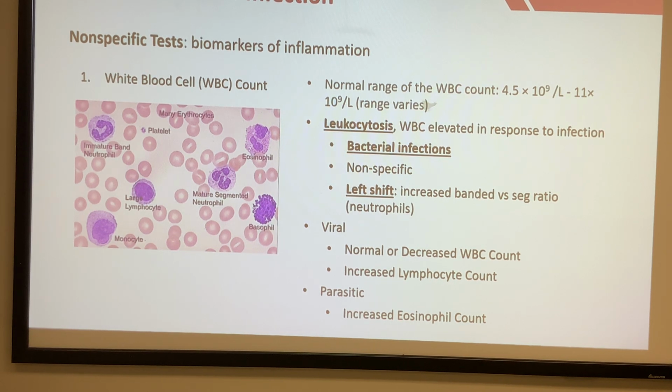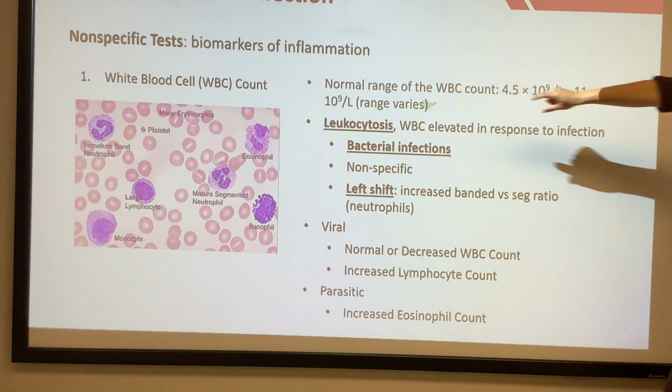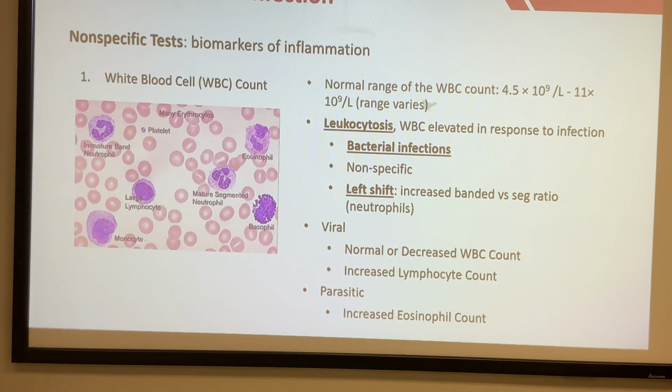Left shift means your neutrophils will be a little more immature than they're supposed to be. What does that mean? See here, far away. I'm going to use my pointer here. Right here, do you see this little guy with a band or horseshoe-shaped nucleus? That's called a banded neutrophil. So that's an immature neutrophil compared to this one right here. That's a mature neutrophil, called a segmented neutrophil. Okay? So if you have a left shift, you will have more of the immature form of neutrophils, and that's also associated with bacterial infections.